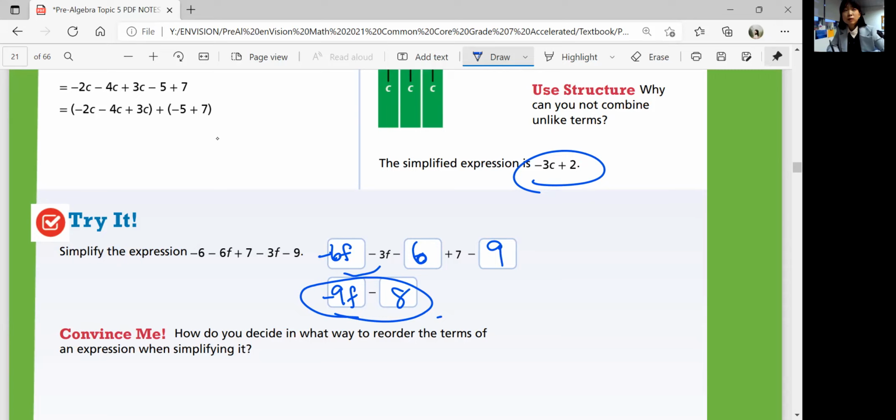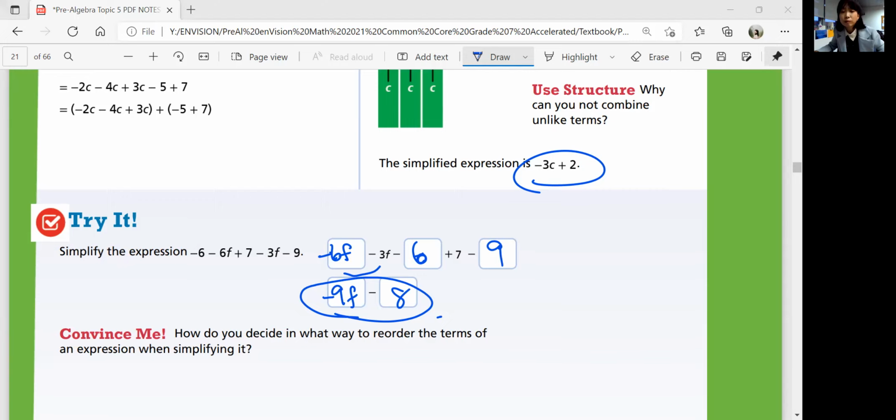How did we reorder them? By like terms. You reorder the terms of an expression to group the variable terms together and the constant terms together before combining them. It's convenient if you can see it all together, because if you don't, you might forget to add something. You might forget to subtract a constant, right? So it's better to group them together so that you don't make mistakes.